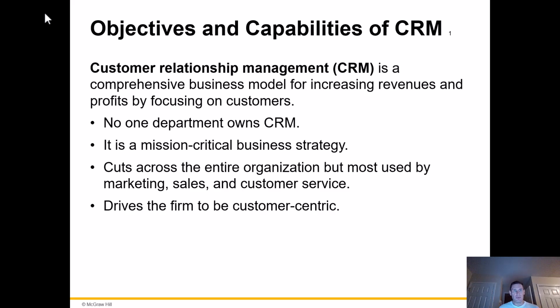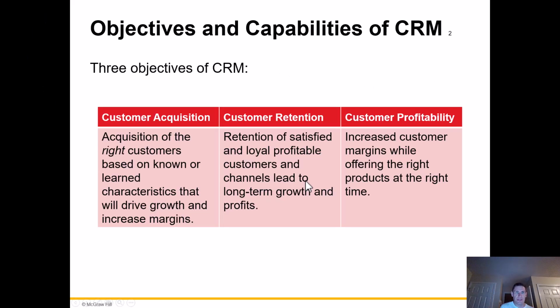No one department owns CRM. This is an enterprise-wide, firm-wide facet, if you will. Rather, you could even think of it as a mission-critical business strategy, because if you get this wrong, it could spell the end of the business or at least a serious decline. This cuts across the entire organization, but it's most used by marketing, sales, and customer service. It drives the firm to be customer centric, right? Putting the customer at the center of all the firm does.